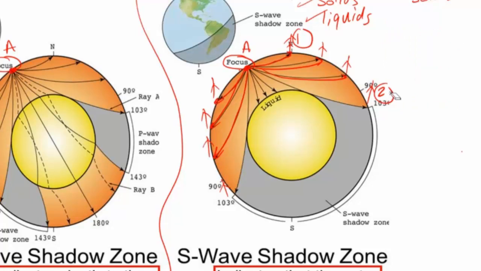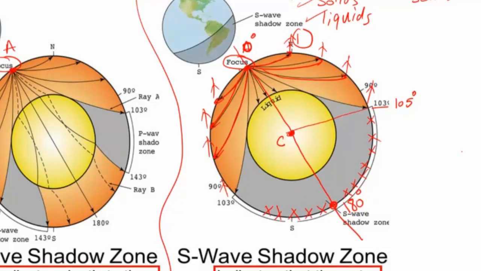What else? They found that if the focus is at an angle of 0 degrees, and the other side here is an angle of 180 degrees, and this is the center of the Earth, then at an angle of 103, or in some textbooks 105, all the stations after this angle don't sense the S wave. And also on the other side of the Earth, all the stations after an angle of 105 do not feel the S wave. There is no S wave passing through these areas.